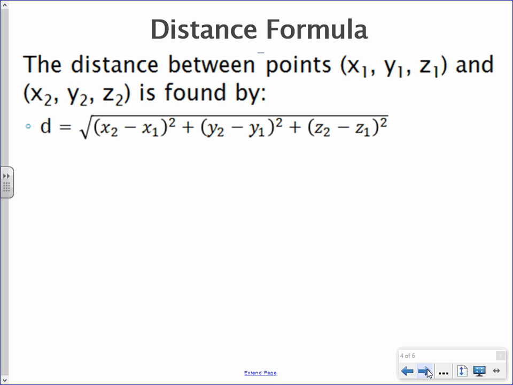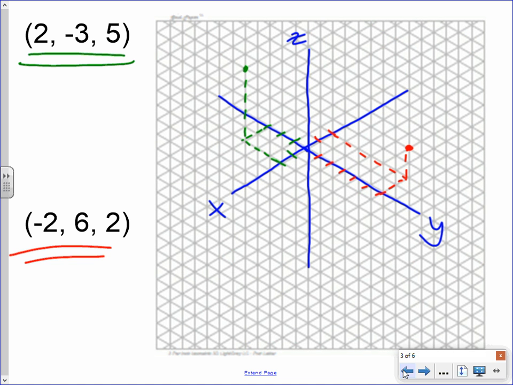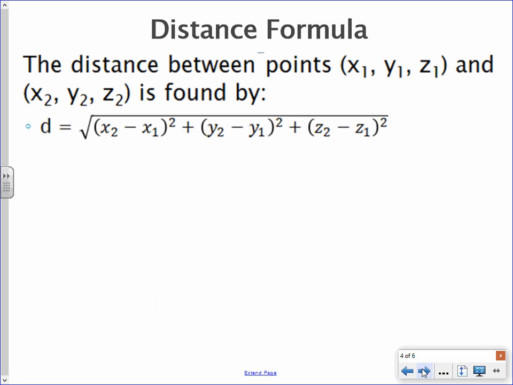Okay, so over here, Alex has a question about plotting points, so hang on, guys. So you find your X and your Y, and you make a parallelogram, and then you can move up or down for your Z.